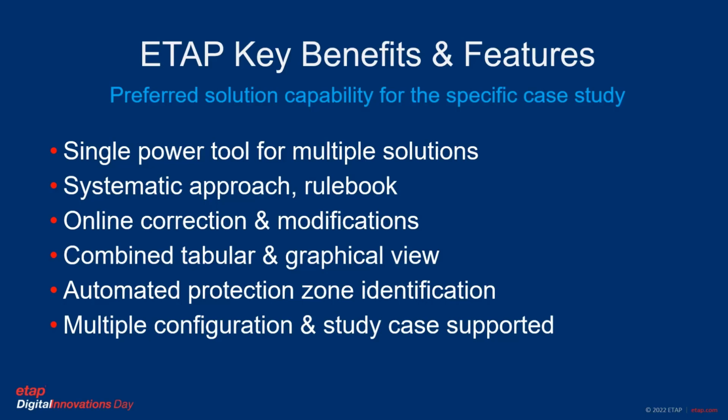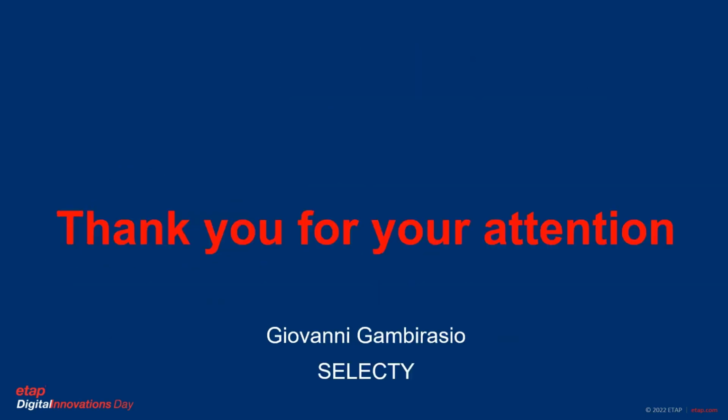We can very quickly do online correction, modification, and calculation. It allows me, in a combined tabular and graphical view, to have a complete understanding of the system. Very useful is the automated protection zone identification. So it automatically identifies the zone of protection of each given motor, transformer, cable, and the entire system. And for sure, we can benefit from the multiple configuration and case study support.